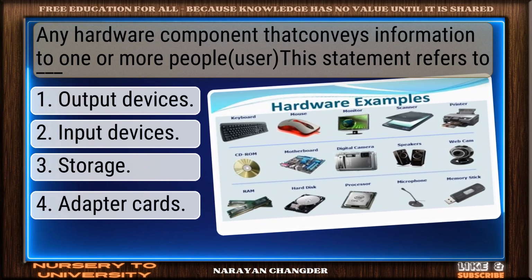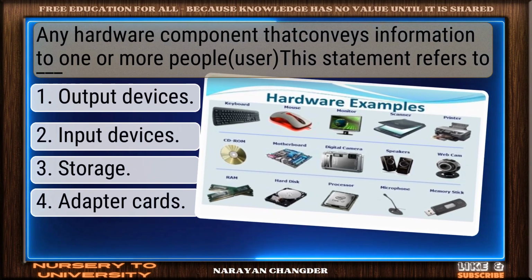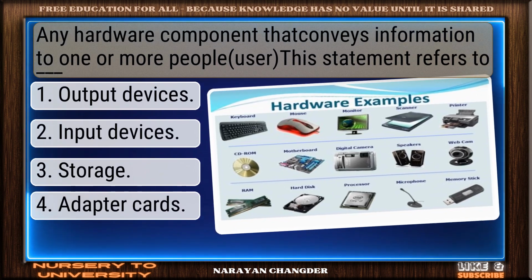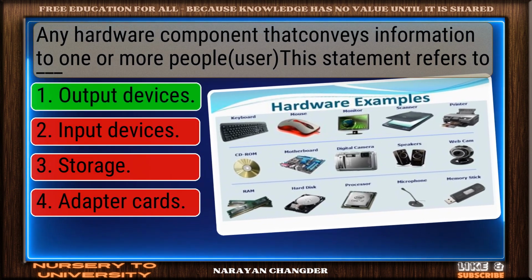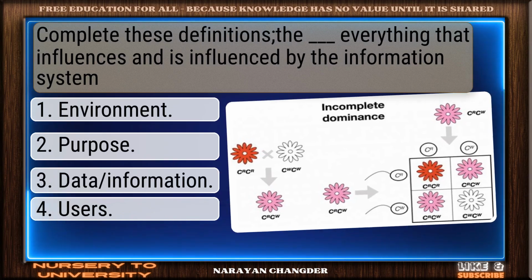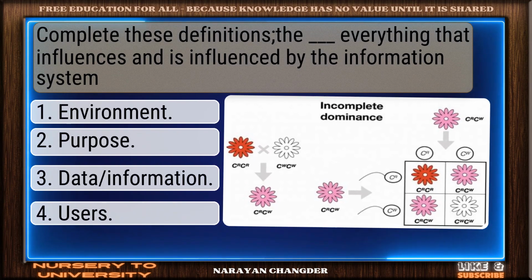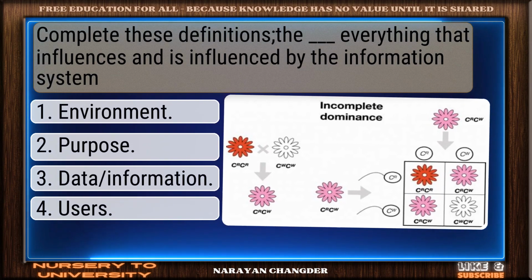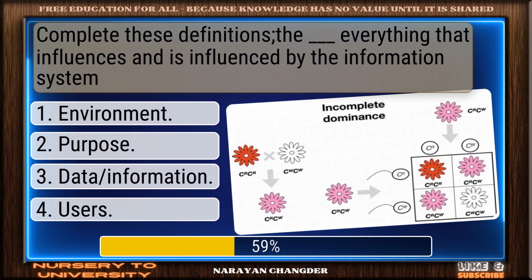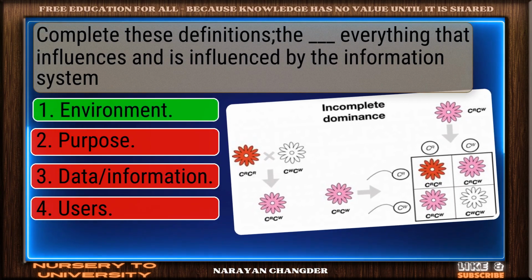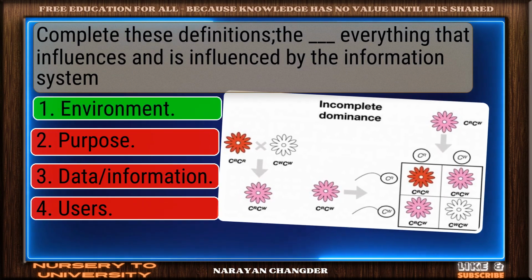Any hardware component that conveys information to one or more people, the statement refers to Dash. Exactly. Output devices make sense. Complete these definitions. The Dash everything that influences and is influenced by the information system. Great thinking. Environment is right.